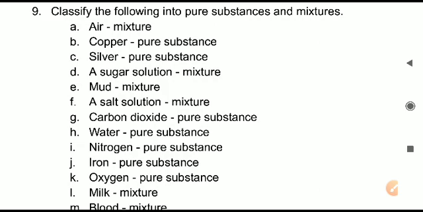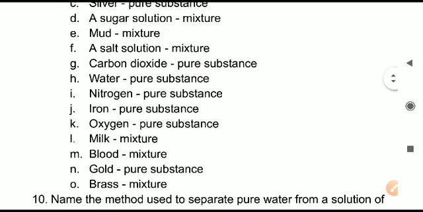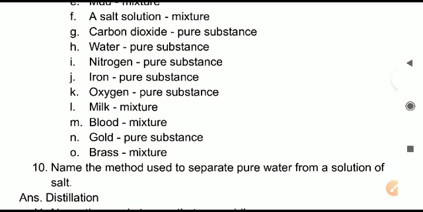Question number H now. Water. That is a pure substance again. Hydrogen and oxygen are there in water. Two elements together, but we cannot separate them by physical methods. We can do a chemical reaction, but we have to focus on the definition of pure substance. It says a pure substance cannot be separated by physical methods. So obviously, water contains hydrogen and oxygen, which cannot be separated by physical methods.